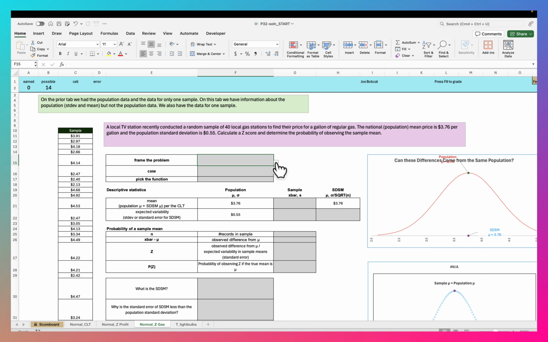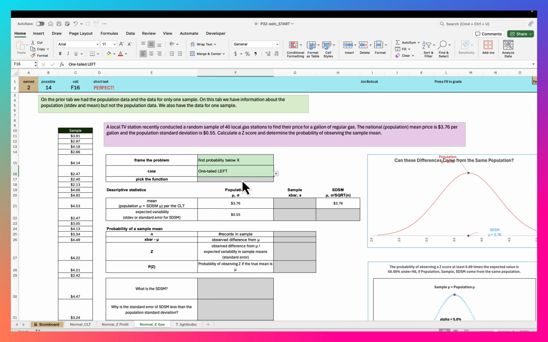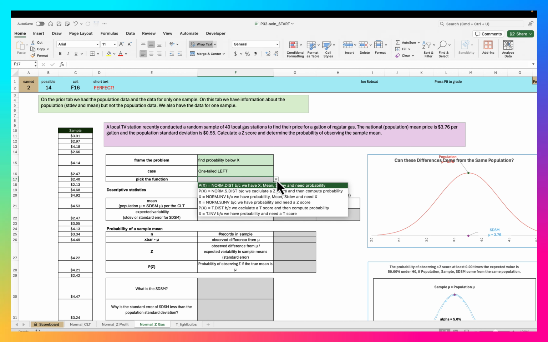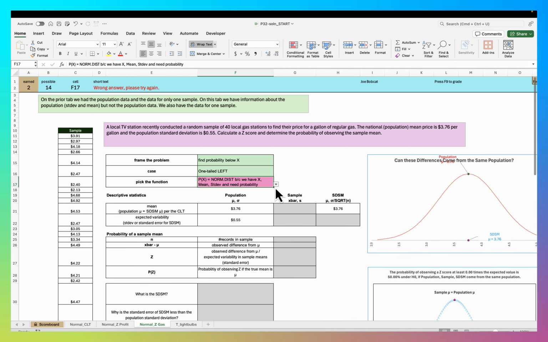So let's frame the problem. The problem is finding the probability below x, so the case is going to be one tail left. The function that we're going to use is norm.s.dist. The reason for norm.s.dist is because we're calculating the z-score first, then the probability.